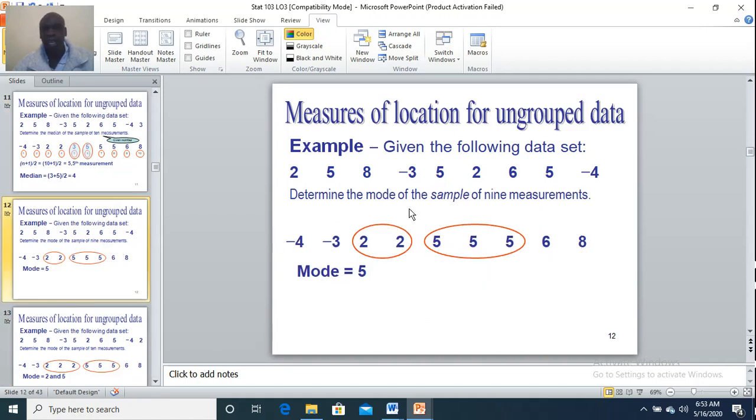We want now to find the mode. The mode is the number that appears more than others. So from this data you can see that 5 appears 3 times, so our mode is 5 because it's the one which appears more than others.